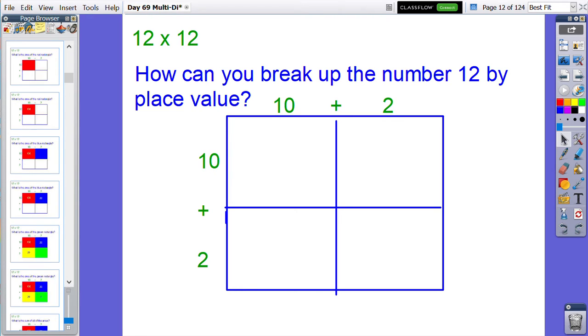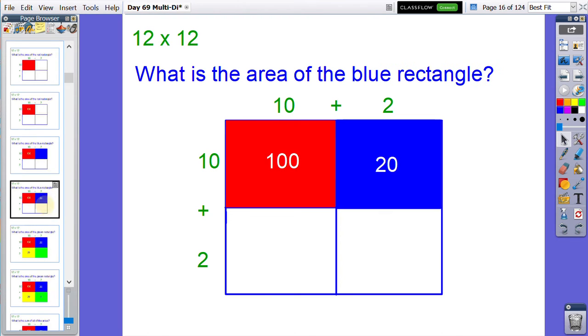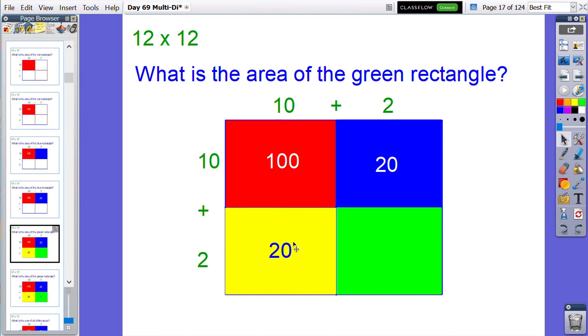Okay, so we're going to multiply 10 times 10, which gives us 100. Right? Then we're going to multiply 10 times 2, which gives us 20. Then we are going to multiply the 2 times the 10, which gives us 20. And then we're going to multiply 2 times 2, which gives us 4.